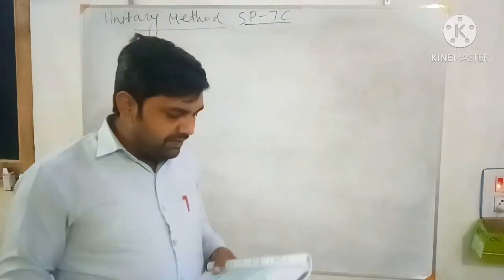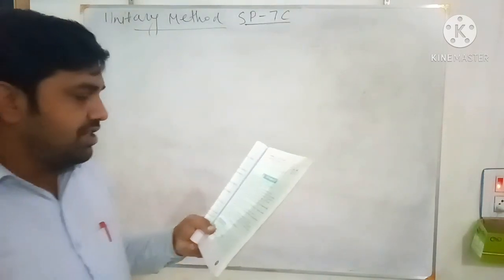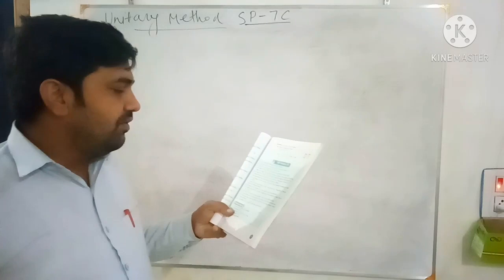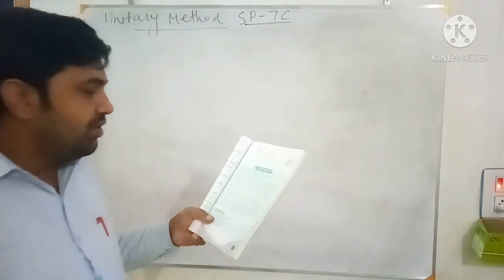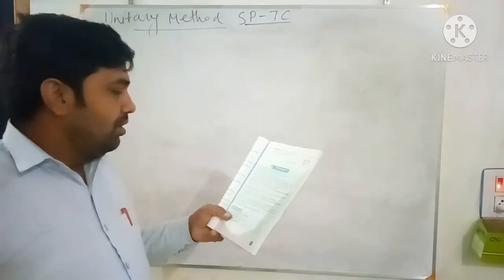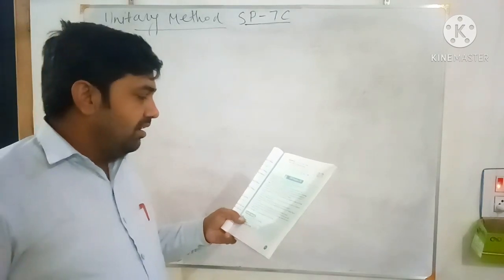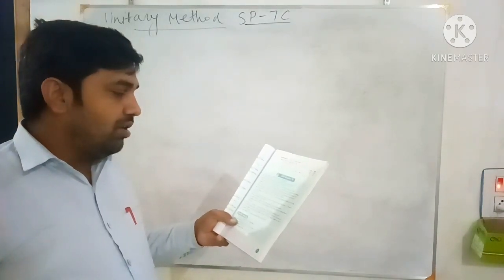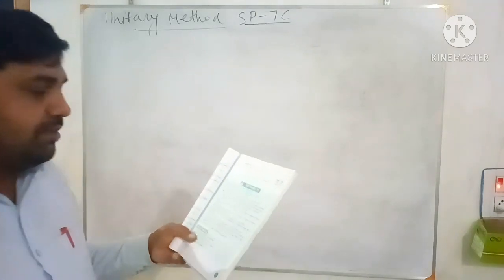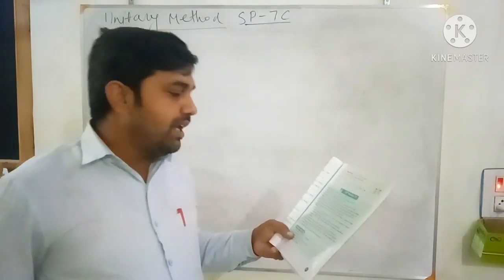Similarly, the sixth one I am leaving as homework. 48 men have ration for 16 days. How long will the food last if a reinforcement of 16 men arrives? 48 men have ration for 16 days. How long will the food last if the reinforcement of 16 men arrives? It means 16 men more have arrived.